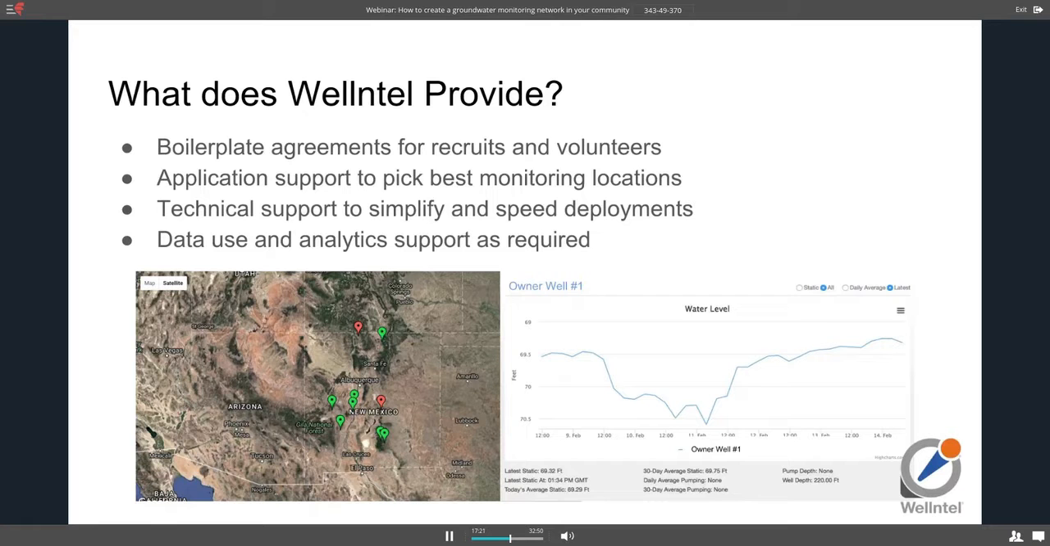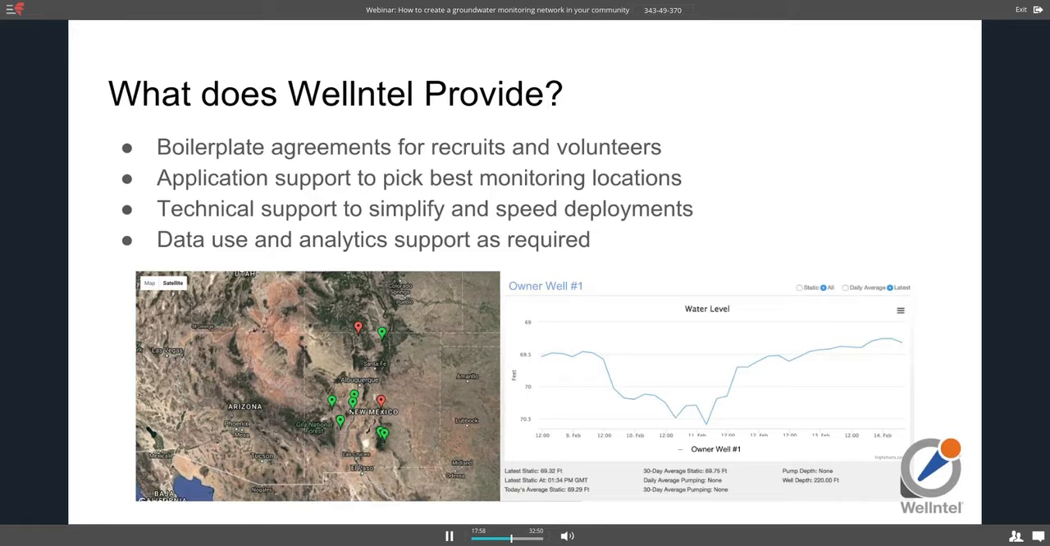So what does Wellntel provide in a community groundwater network? Well, really, it comes down to four high-level things, and I'm going to get into the details of how we go about this as we move into the next few slides. But we begin by essentially helping sponsors create a program, and what that means is actually recruiting participants and volunteers to that program, and then agreeing on how the information is going to be used and shared. And that means that there actually is usually a contract. And that contract is something that we can provide boilerplates for.